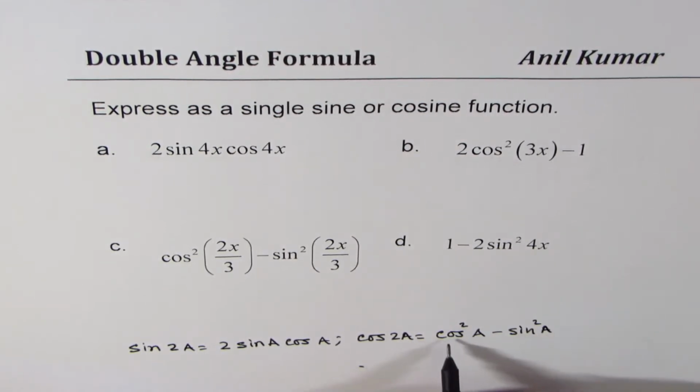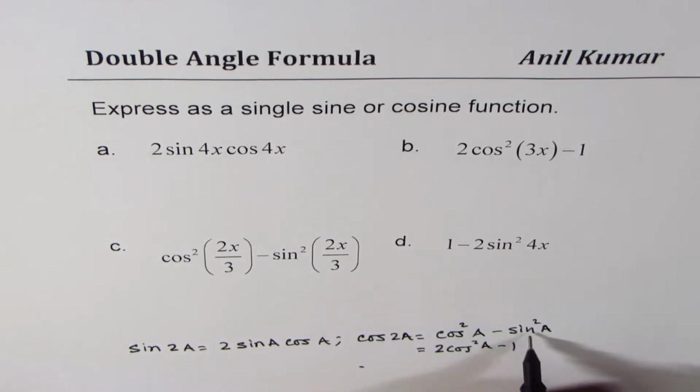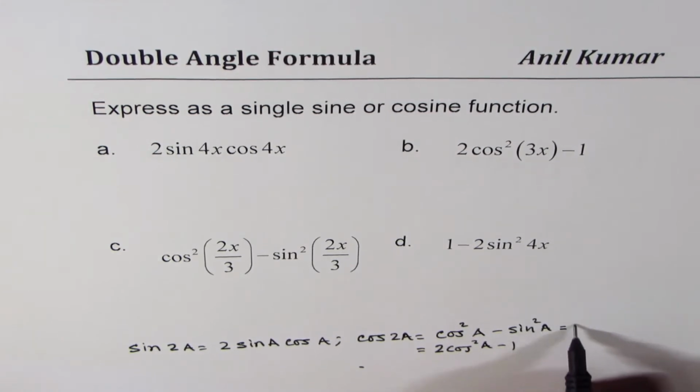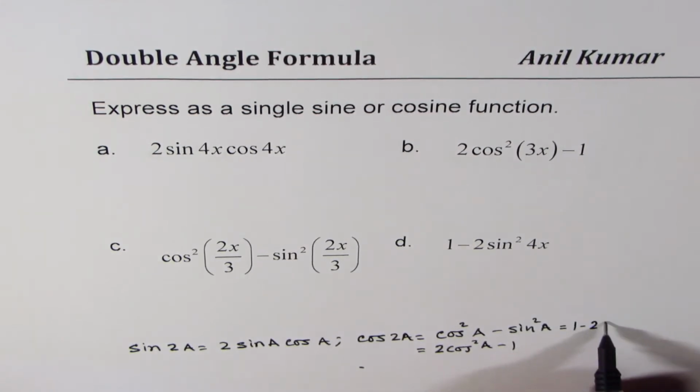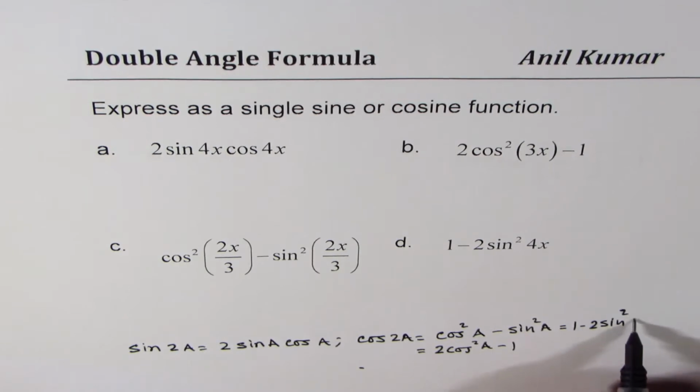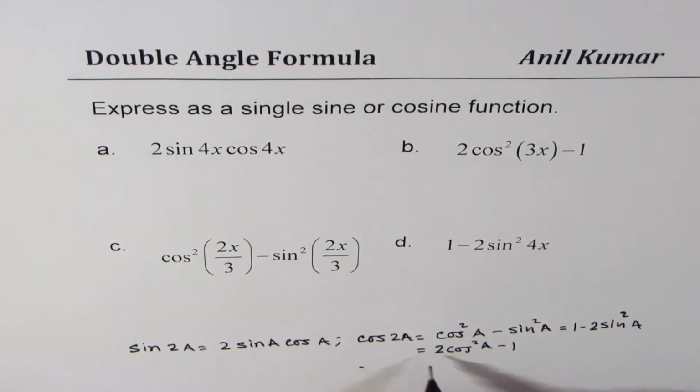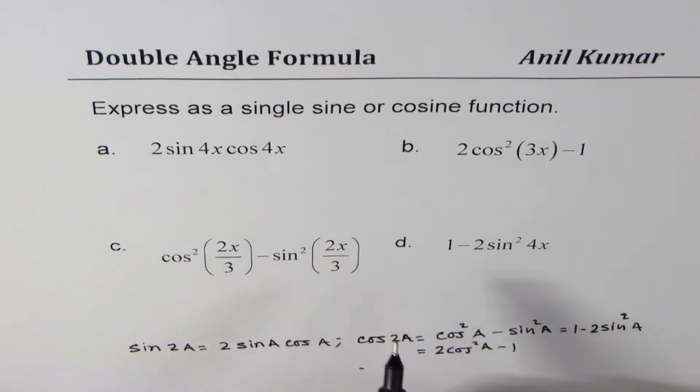If I write it in terms of cos square a, it could also be written as 2 cos square a minus 1. In terms of sin square a, I could write this as 1 minus 2 sin square a, right? So the cosine function has three formulas. Let's begin with the very first one.